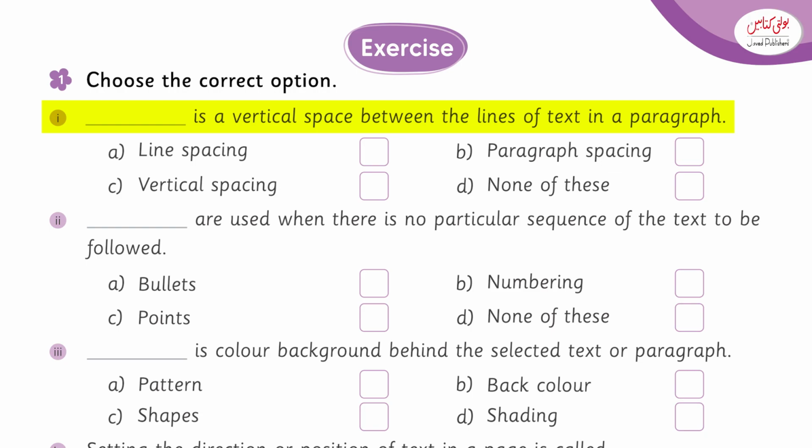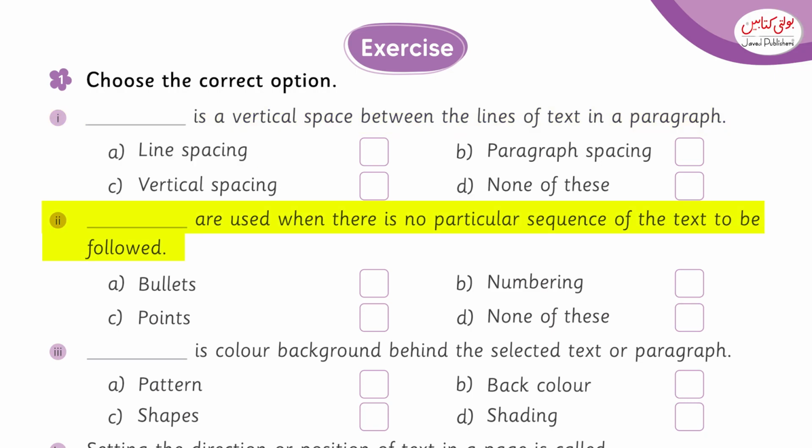Dash is a vertical space between the lines of text in a paragraph. Line spacing, paragraph spacing, vertical spacing, or none of these. The right option is line spacing. Dash are used when there is no particular sequence of the text to be followed. Bullets, numbering, points, or none of these. The right option is bullets.